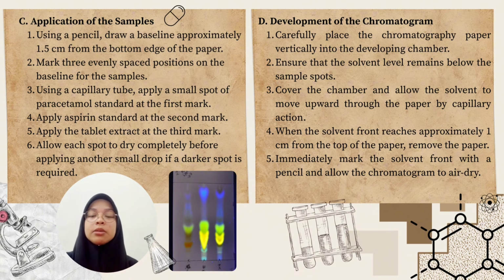First, a baseline is drawn about 1.5 cm from the bottom edge of the chromatography paper using a pencil. 3 evenly spaced marks are then made along the baseline using a capillary tube. A small spot of paracetamol standard is placed on the first spot, the aspirin standard on the second spot, and the tablet extract on the third spot. Each spot is allowed to dry before adding another drop if needed. Small and concentrated spots help achieve better separation.